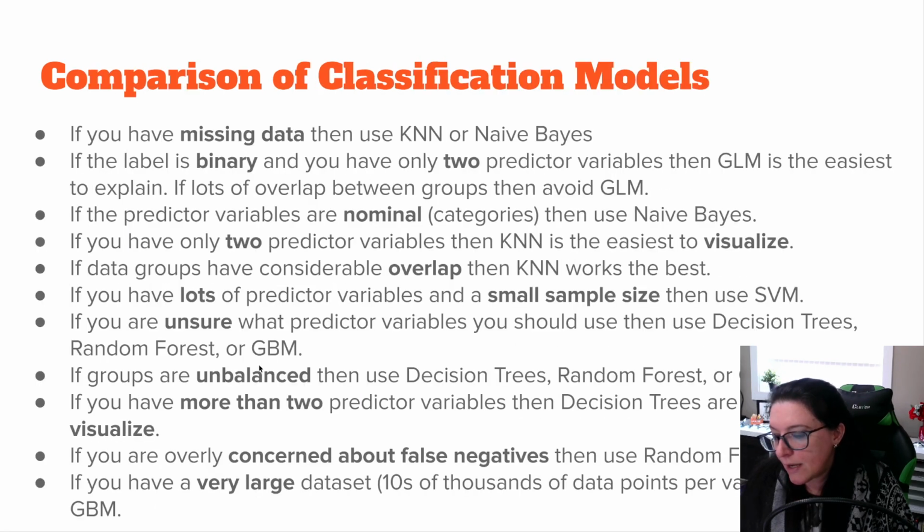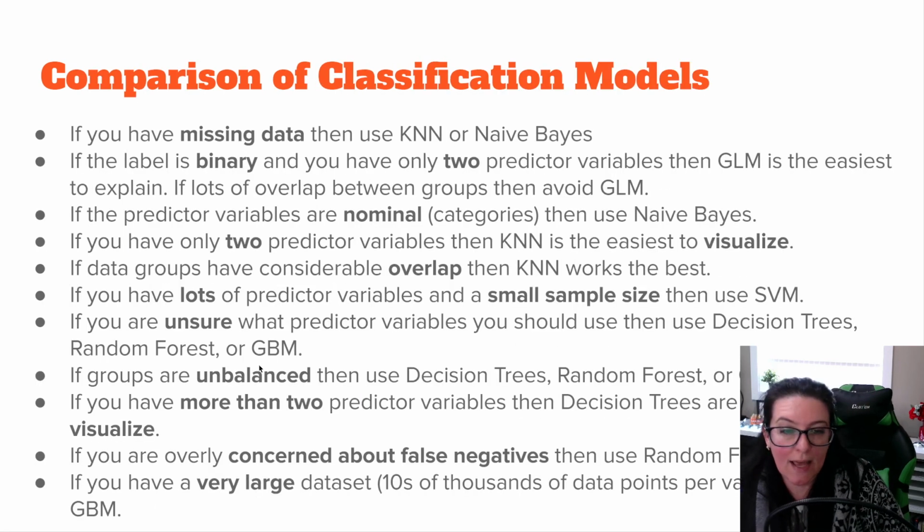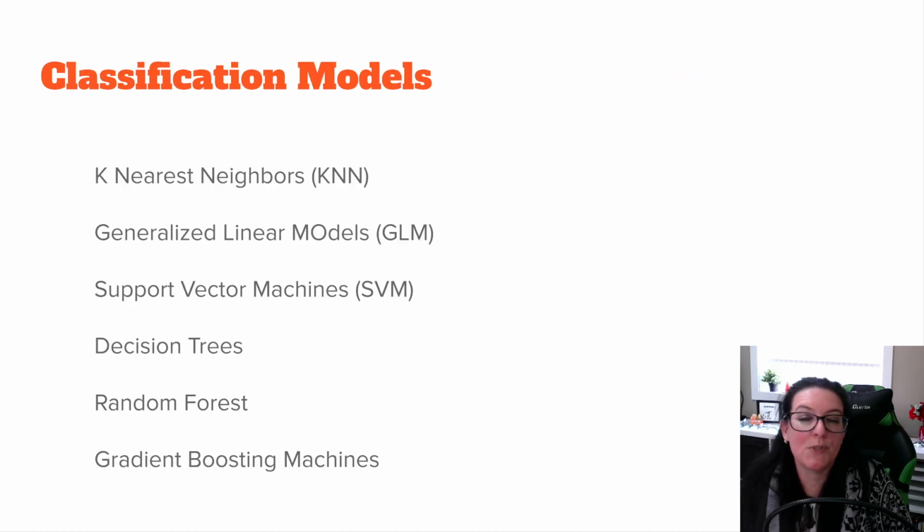If you are very concerned about false negatives, so it's very risky for you to say something is not something when it is, for example, in medical research, saying that you don't have cancer when you really do, then you want to use an approach like a random forest. And then finally, if you have really large data sets, tens of thousands of data points per variable, then we want to use the gradient boosting machines.